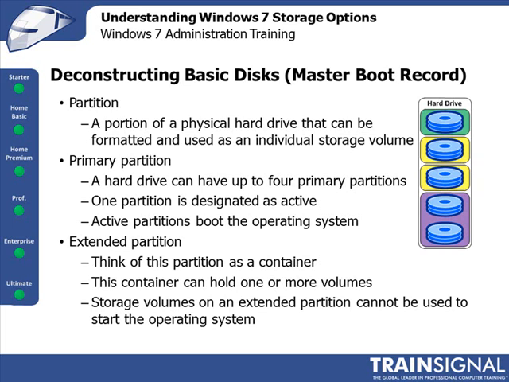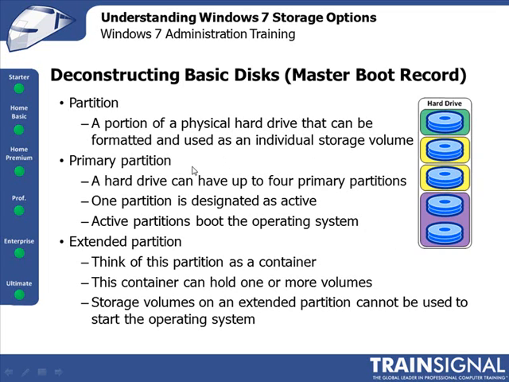The basic building block of a basic disk is called a partition. This is a portion of a physical hard drive that can be formatted and used as an individual storage volume. If you look at the diagram, it's a pretty simplistic diagram. This green thing is a partition. Now, this bigger box is a full hard drive. So what you're seeing here is that a partition is really just a segmentation of a physical hard drive. You're basically saying, I'm going to give this much space to this partition, and I'll give this much space to these other partitions, and then this much space to this partition. And if this doesn't make sense yet, don't worry about it because it will in a few minutes.